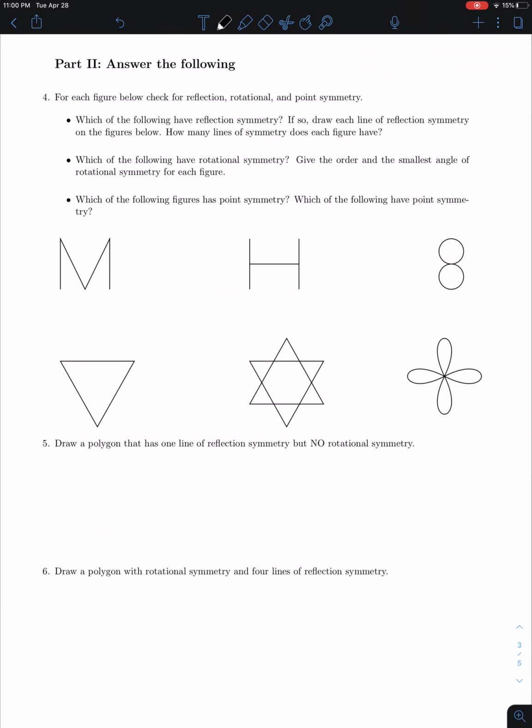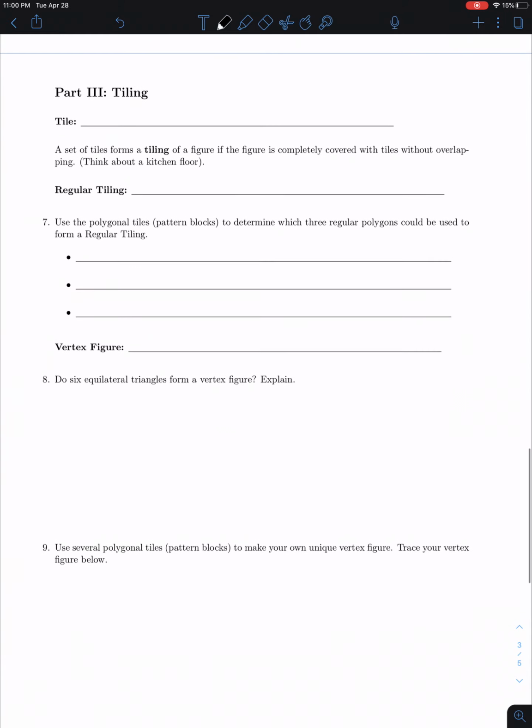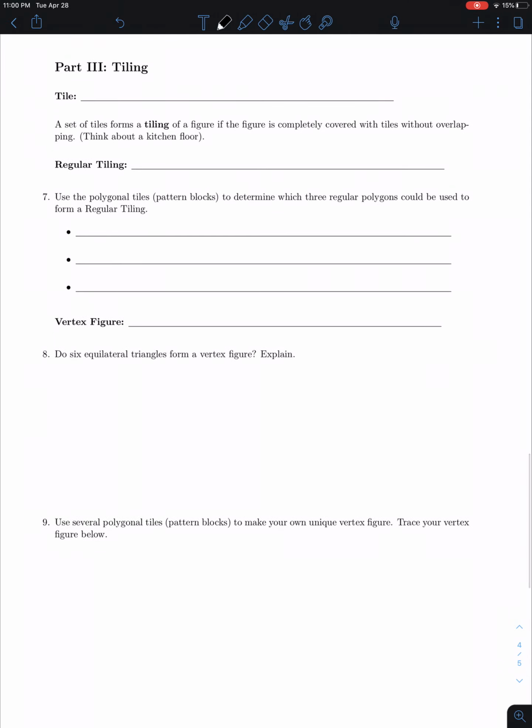Again, these are some fun ones, drawing some polygons that have certain figures, things like that. Tiling is what you guys actually did with your tessellations. It's basically taking some kind of plane and trying to cover that plane with certain figures. If you think about a tile in a kitchen floor or something like that, that would be a good example.